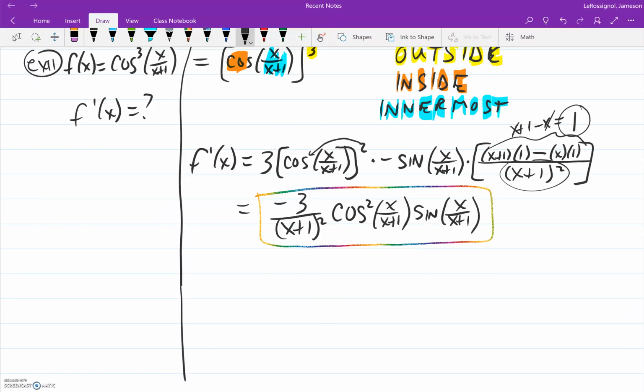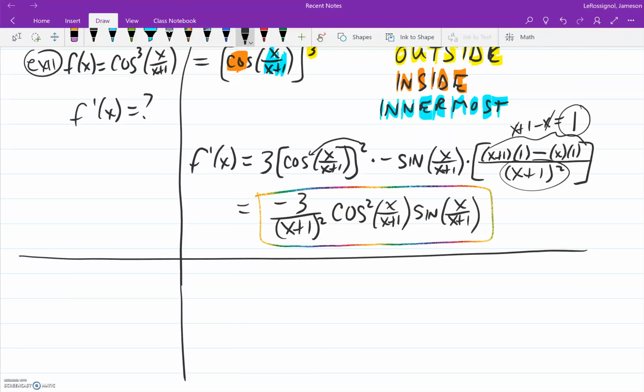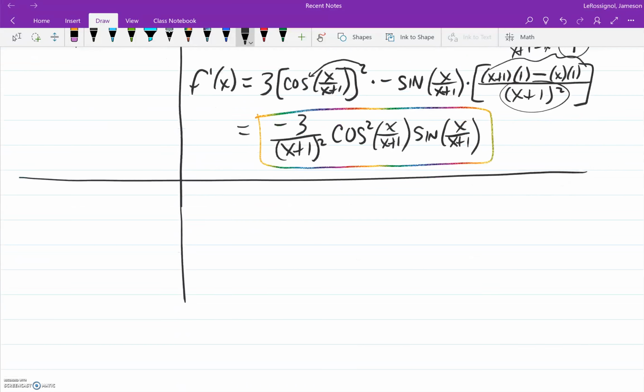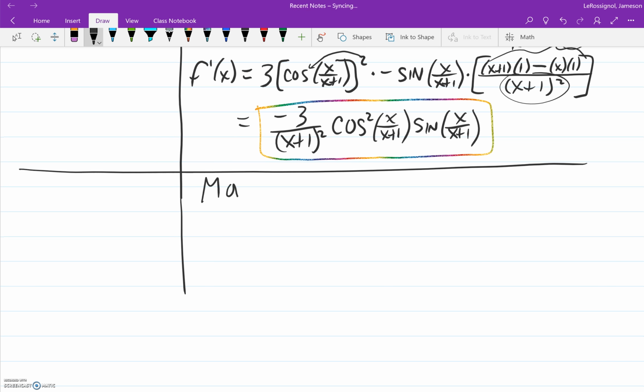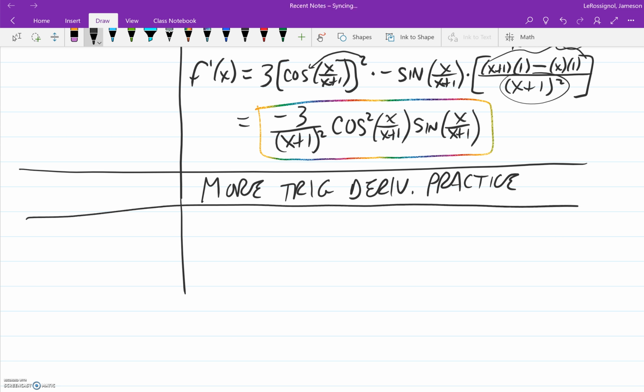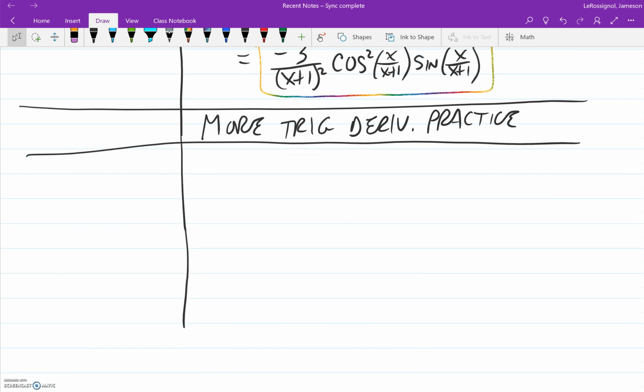All right, let's go ahead and draw a little line here. It is time for a new little title. We're just going to call this next little set more trig derivative practice. So you can continue on that page if you'd like. Just give it a new title like so. That's fine.